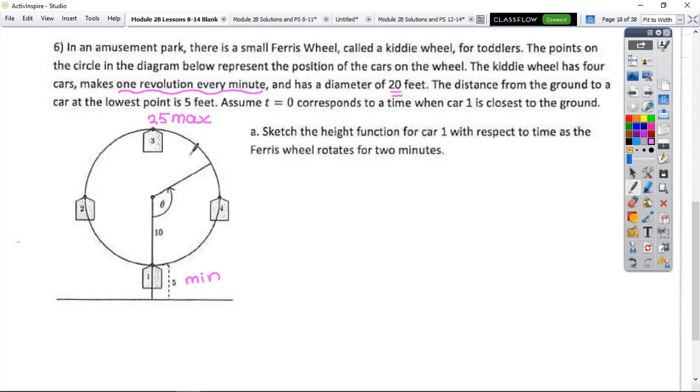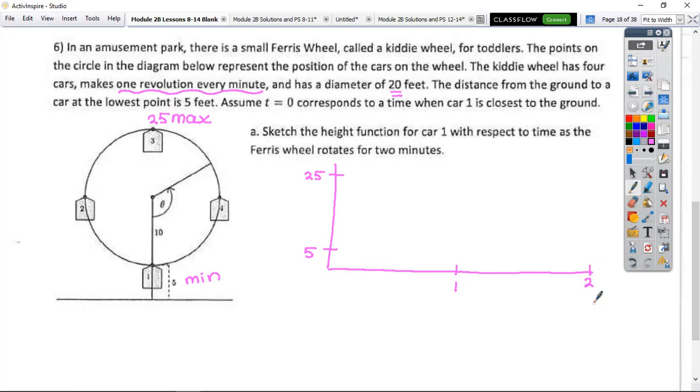So the next thing we need is to sketch this. So I'm going to draw a little axis here. Okay. I know that my minimum is 5. So 5 goes right here. I also know that my maximum is located at 25. I'm going to go from there. And then I know that I need to do this rotation for 2 minutes. So here's 1 minute, and here's 2 minutes.